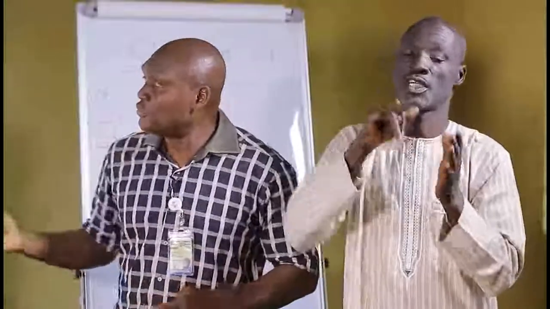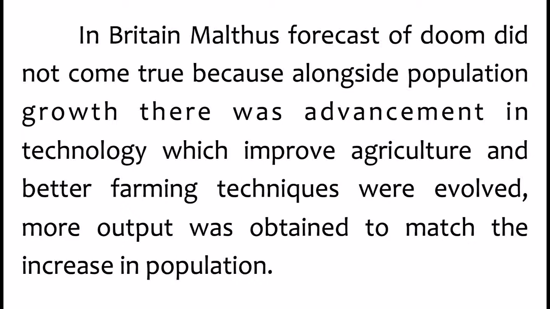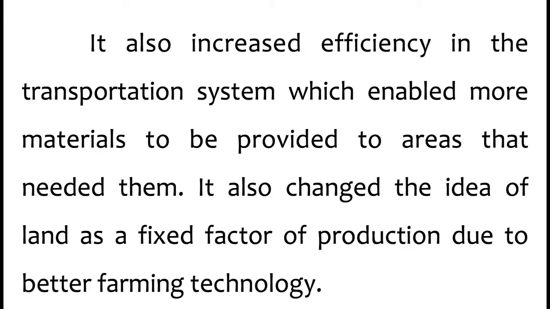It will signify doom. In Britain, Malthus' forecast of doom did not come true. It did not come to pass, because alongside population growth, there was advancement in technology, which improved agriculture, and better farming techniques were evolved. More output was obtained to match the increase in population. It also increased efficiency in the transportation system, which enables more materials to be provided to areas where they are needed. It also changed the idea of land as a fixed factor of production due to better farming techniques.